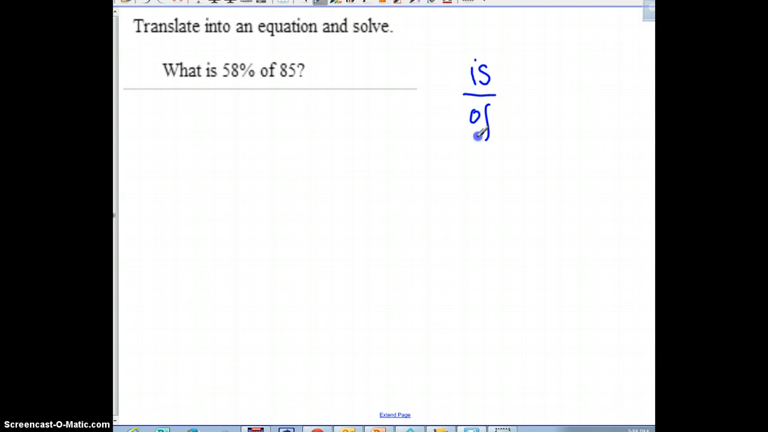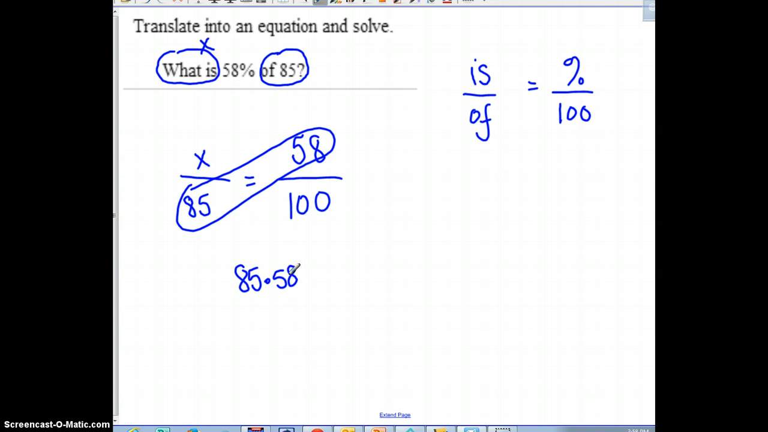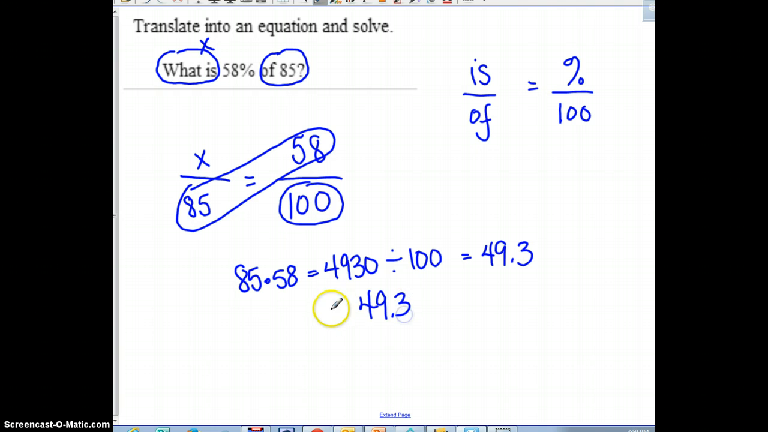Okay, another percent proportion, so we're going to go right with this. On this one, 58 is my percent. Of is what I have, so it has to go in the of spot, so it's 85. And the what is what I don't know, so that can be X or N or whatever you want it to be. So my cross multiplying would start with 85 times 58, which would be 4930. And then I would divide by the third number. So you get 49.3. So 49.3 is what X equals.